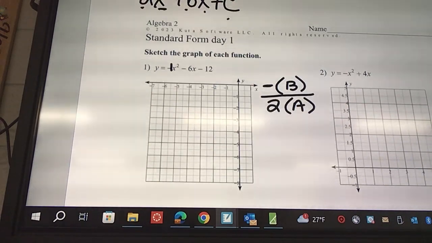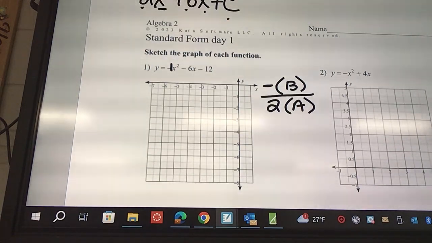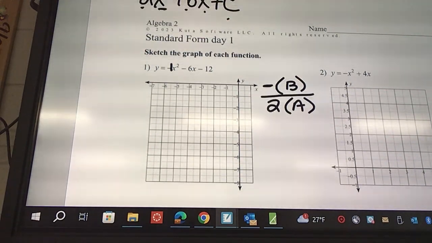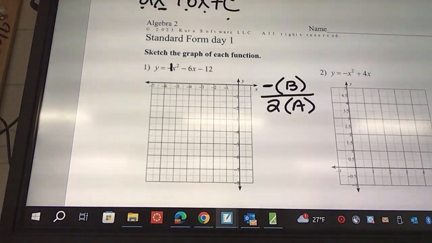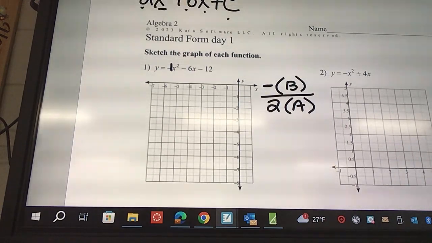Okay, look at number 6. What is your A? 2x. 2, just 2. Okay, what is B? 12. What is C? 21. 21. Look at number 5. Look at it, or you're not going to know what I'm talking about. What is A? -2. What is B? 4. What is C? 1.